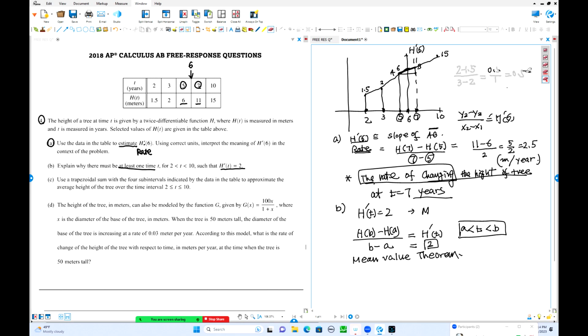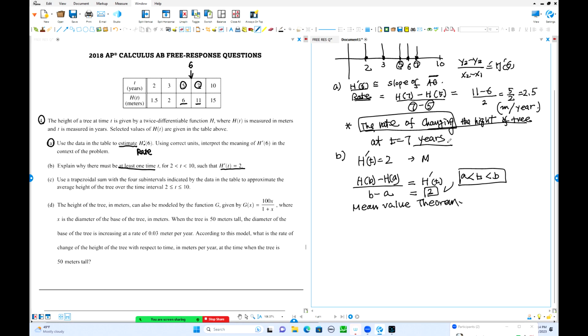Now check out the next interval, 3 and 5. y2 minus y1, 6 minus 2, over x2 minus x1, 5 minus 3. Check it out, this one is 4 over 2, that is equal to 2. Yeah, that is equal. We take these intervals, 3 and 5.